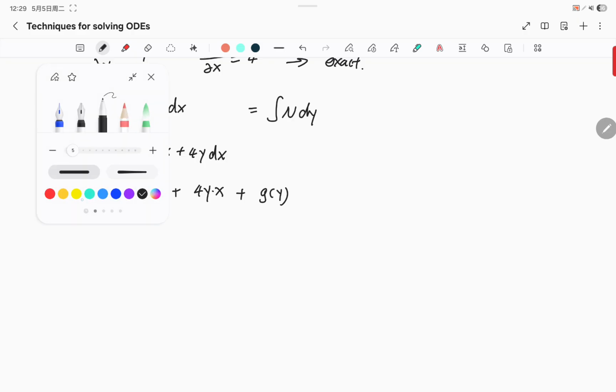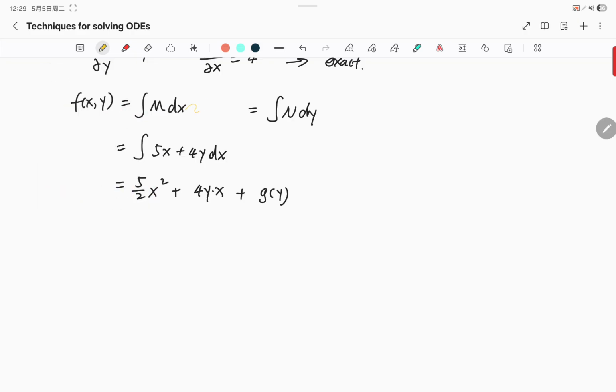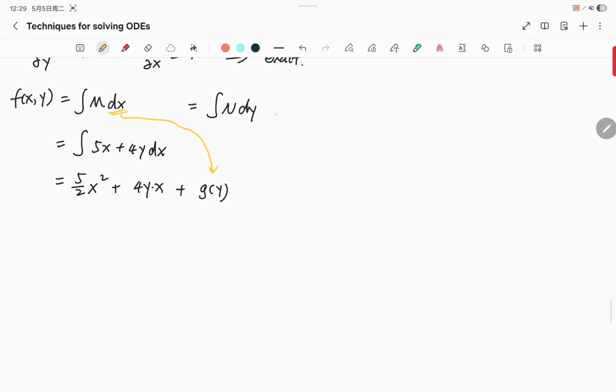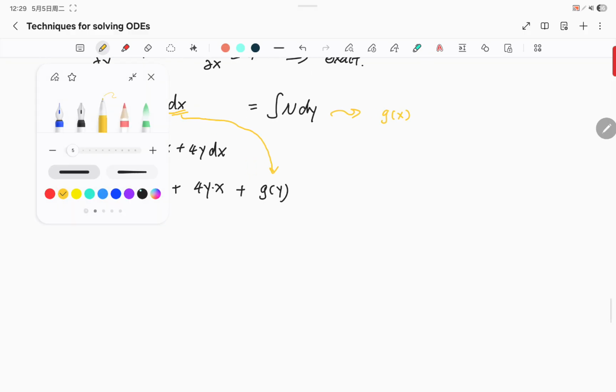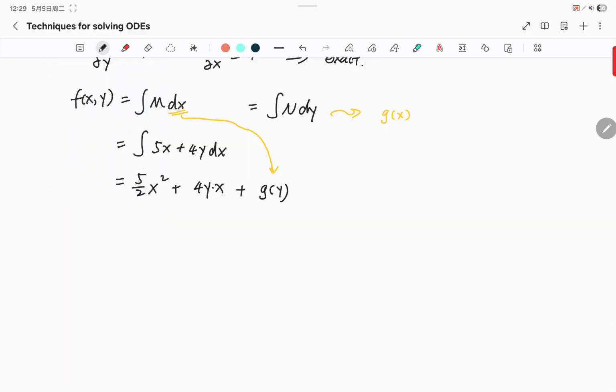Here, I'm going to make a small note. If you do M dx, then here you do g of y as the constant coming out of the integral. If you do N dy, then you do g of x instead of g of y. But just do one of them. You don't have to do both. Just do the integral of M dx or the integral of N dy.